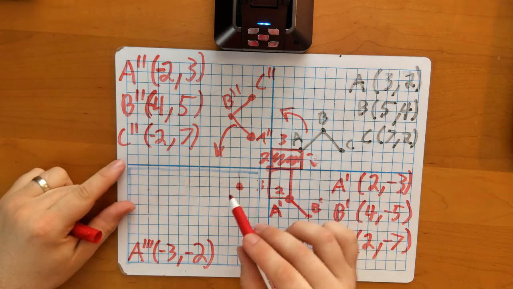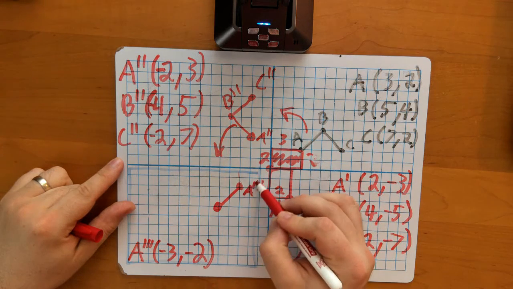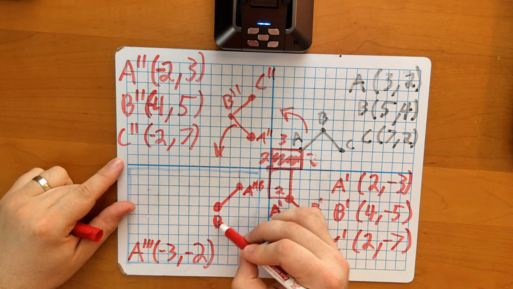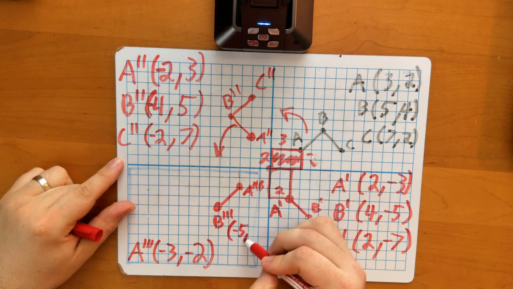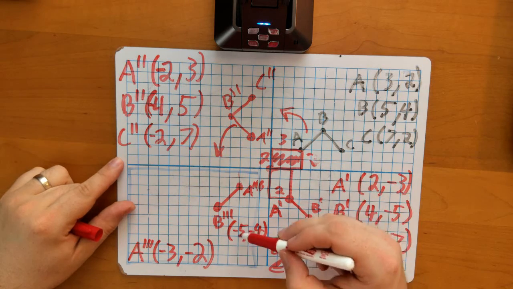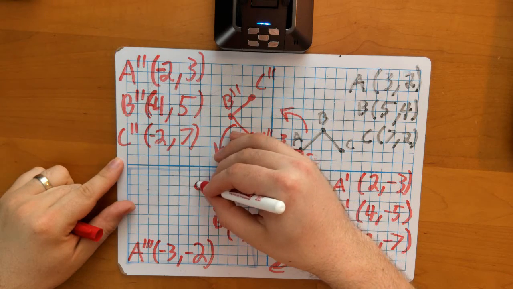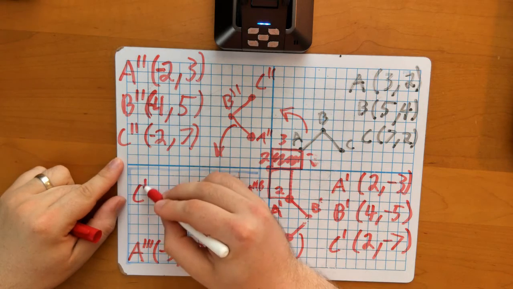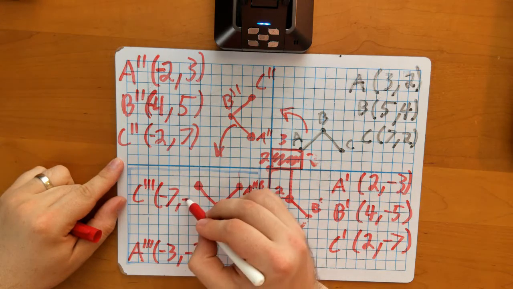So this is A, point B is going to be -5, -4. Very similar to my starting point, just with an opposite sign. And then here's point C, which is going to be -7, -2.